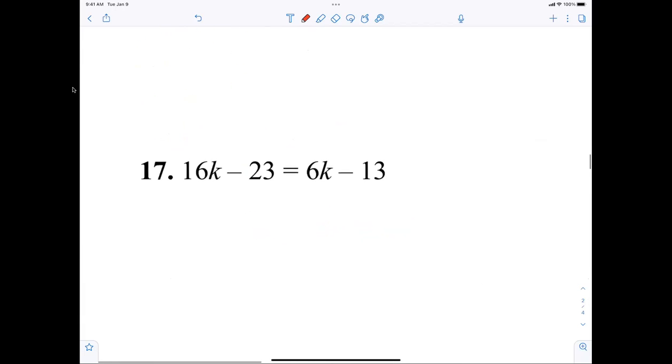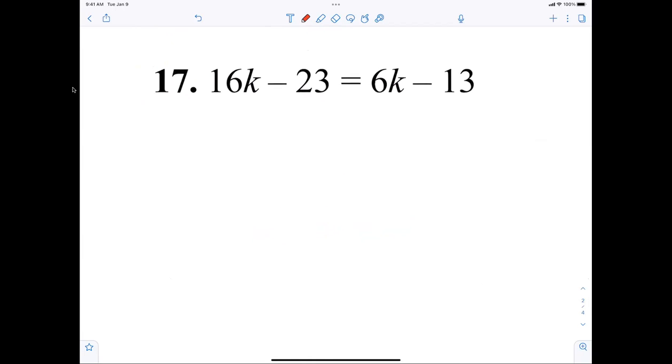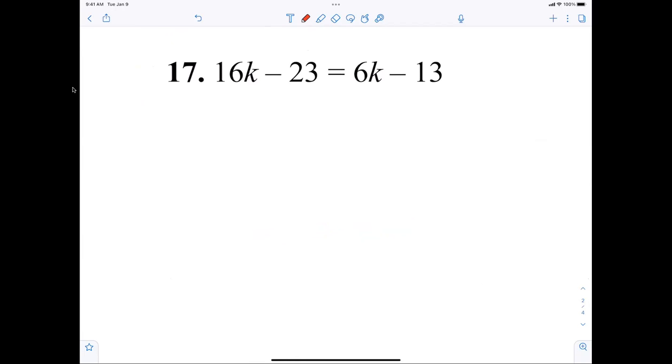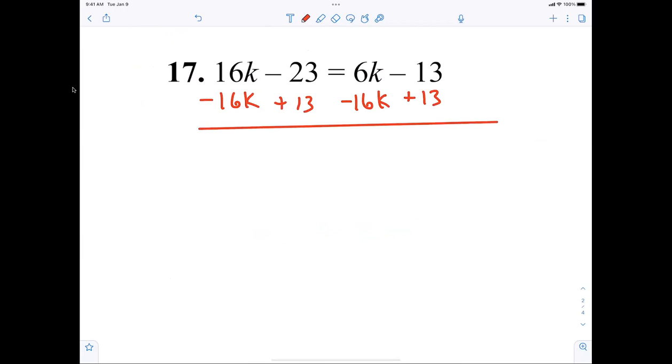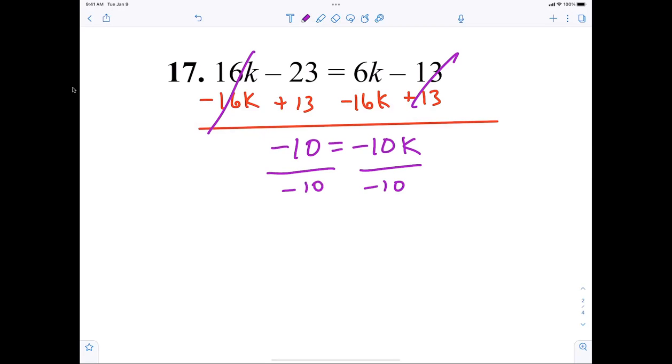All right. Now let's take a look at 17. All right. Mackenzie, go. So you can do 16K over 6K, and then you just minus 16K. I'm okay with that. And then once you do that, you can cross out that, and then you would add 13 to both sides. Good. So you would get negative 10 equals negative 10K. You're good. And then you would just divide by negative 10, and that would equal positive 1. You got it, girl.